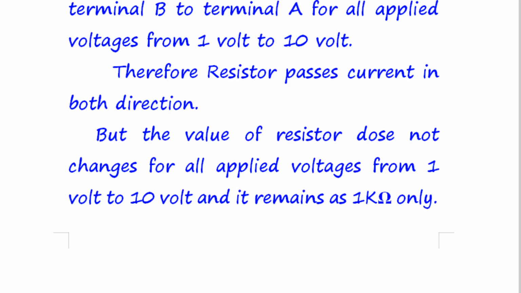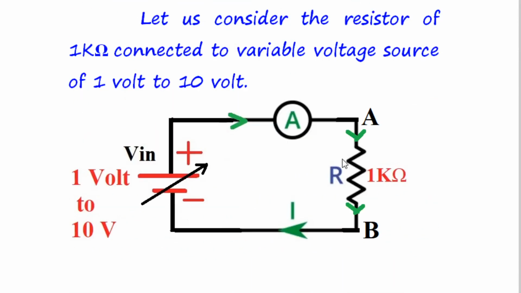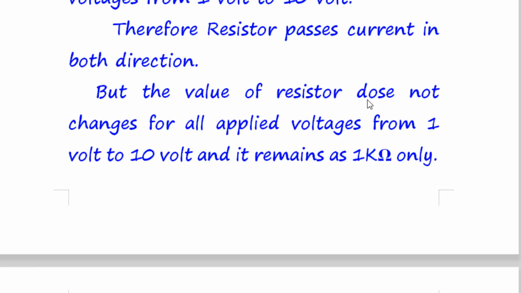We have studied a very simple concept which you studied in 10th standard, 12th standard. If you connect the resistor to the voltage source like this, positive here and negative here, current will pass through the resistor from A to B. If you reverse the voltage source, current will pass through the resistor from B to A. But remember, when all voltages from 0 to 10 volt are applied to the resistor, the value of the resistor does not change, and it remains 1 kilo ohm only.